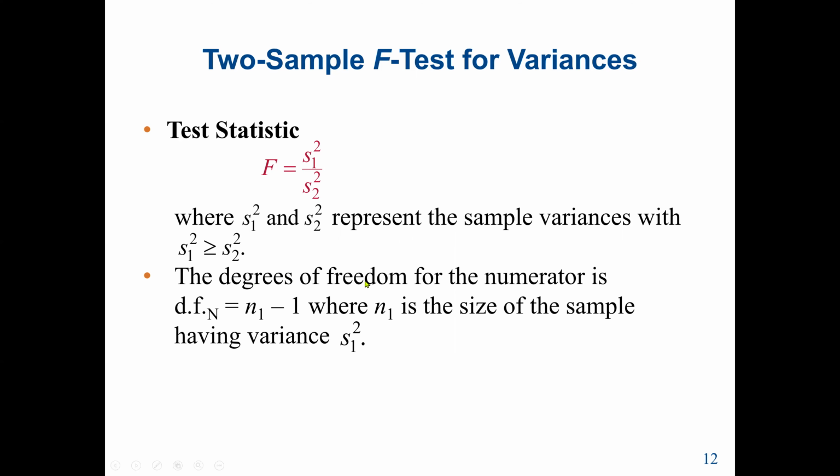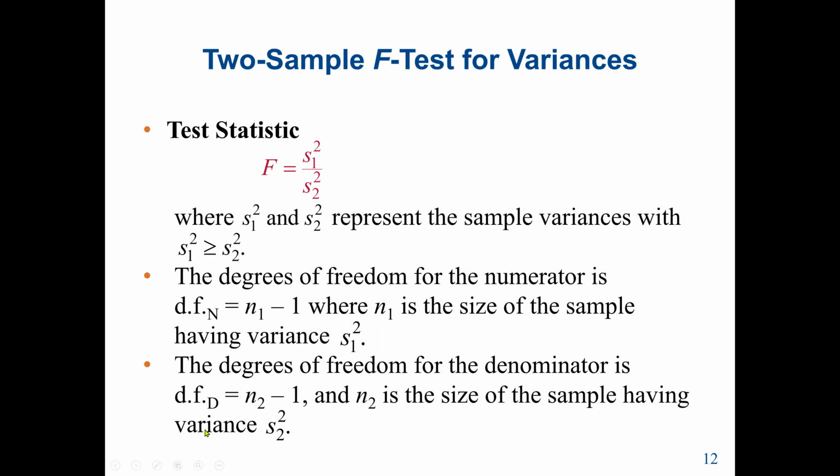So then next we need the degree of freedom for the numerator. It's normally N1 minus 1, and N1 is the size of the sample having the variance of S1 squared. So again, the degree of freedom for the numerator will be the sample size N1 minus 1. Then the degree of freedom for the denominator will be the second sample size, N2 minus 1. And here N2 is the size of the sample having the variance of S2 squared.